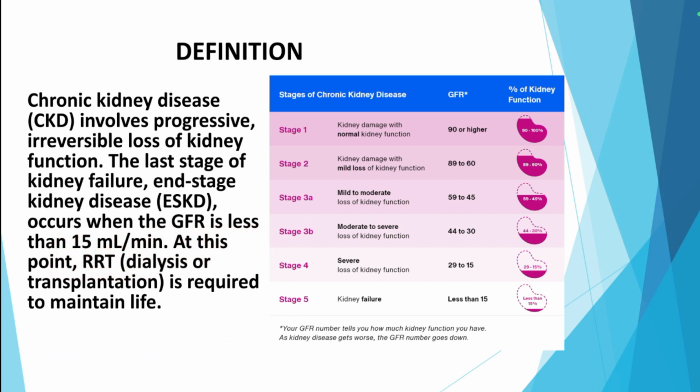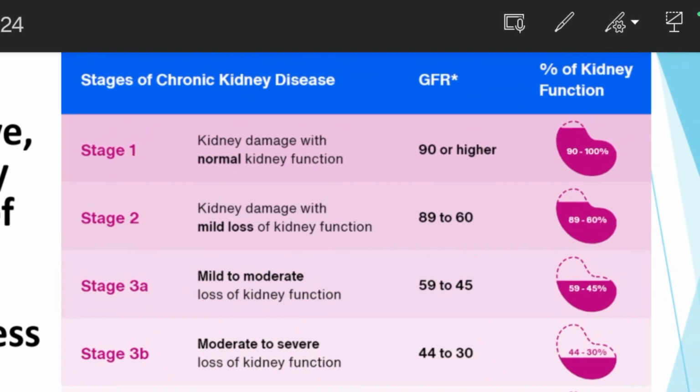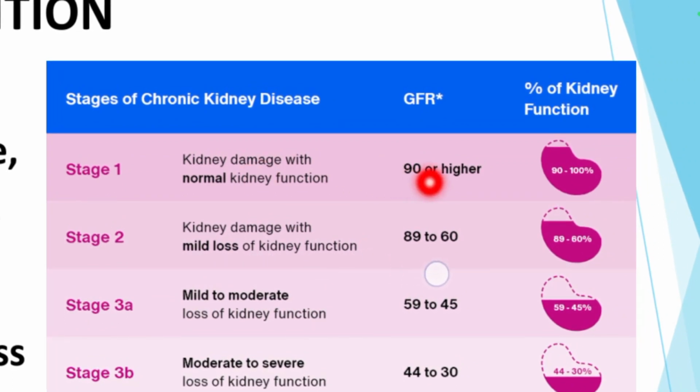GFR is the glomerular filtration rate, which is measured per minute. According to the GFR, stage 1 is when the GFR is about 90 or higher. Stage 2 is when the GFR is 89 to 60.